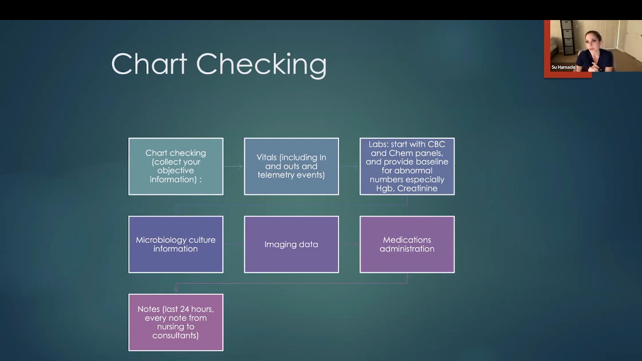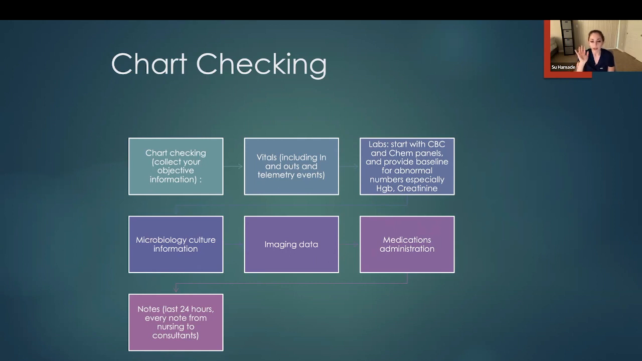Or if someone's coming in for alcohol withdrawal, how much Ativan have they gotten? Or if someone's on antibiotics, what day is it, right? And you can go back and look at the date and count it. So this becomes very, very important. And then finally, this is where you go to your notes. And I read every single note, even including the nursing notes. I will read through all the nursing notes. I will read all the consult notes and really follow up on their recommendations.